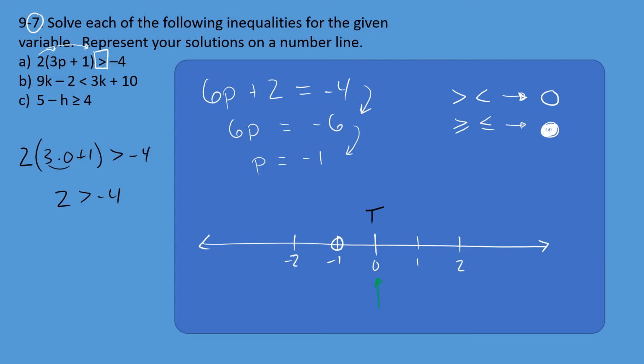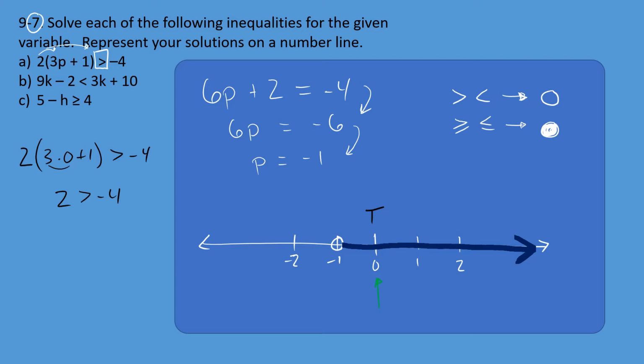Because this is true, 0 is a solution. And in fact, because that's the side where it works out to be true, every other point on that side is going to be a solution. So how we show this is we would shade that direction. If I grabbed a highlighter, I could just go shading this direction. So every point this direction is a solution. Of course, the -1 is not included in that solution, because if I put it in, it would be equal, and it has to be strictly greater than.